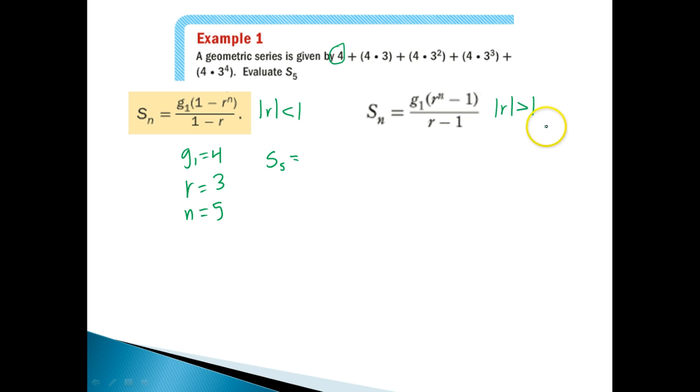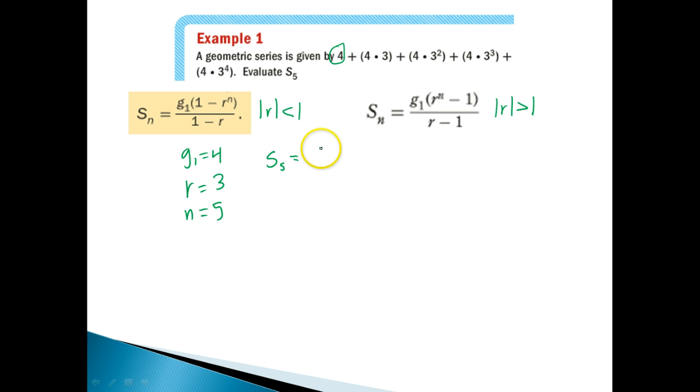So let's take a look at our series here. It looks like we have an r value that's equal to 3. Since we have an r value that's equal to 3, we're going to use this equation over here on the right. So to find S5, we're going to use this equation. And if you want to pause the video right now and give that a shot, go ahead and pause the video and try it yourself, and come back here in a minute.